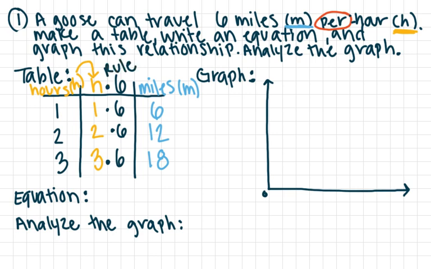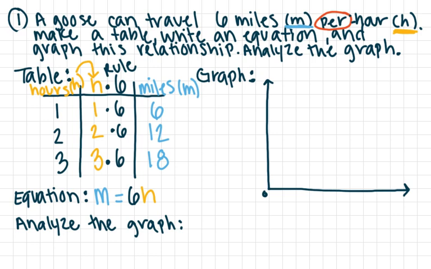So from my rule, I can make my equation. All right, what we're doing to these H's is multiplying them times 6. So we're taking our H's and we are multiplying them times 6. And when we do that, it equals that column on the right side, which is our M column, or our miles. So this equals our miles. So there's our equation. M is going to equal 6 times all of those hours, those H's. Okay, our input there.